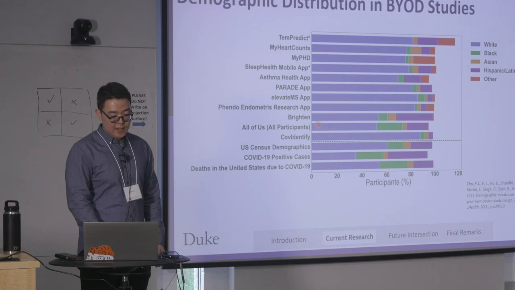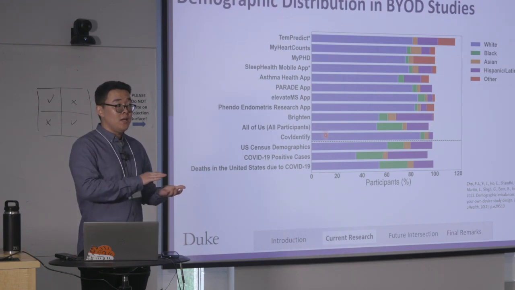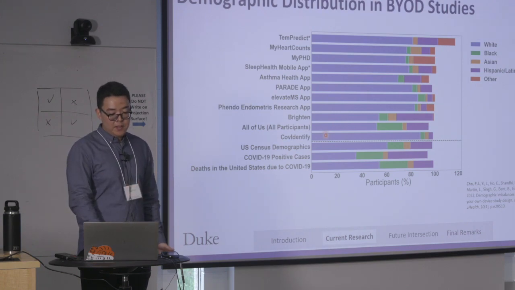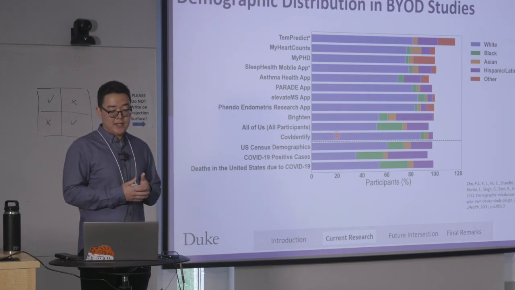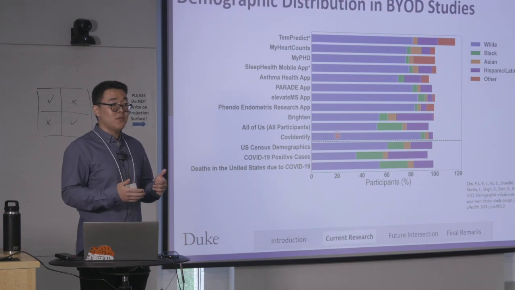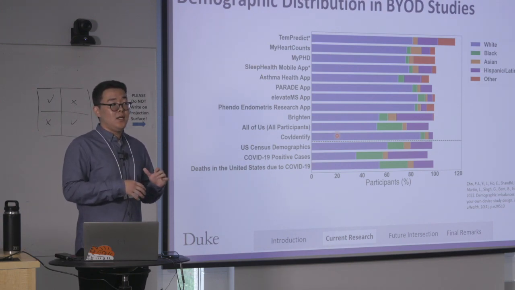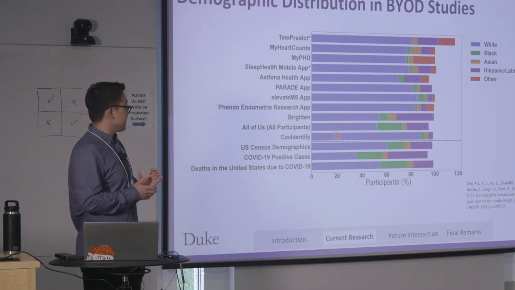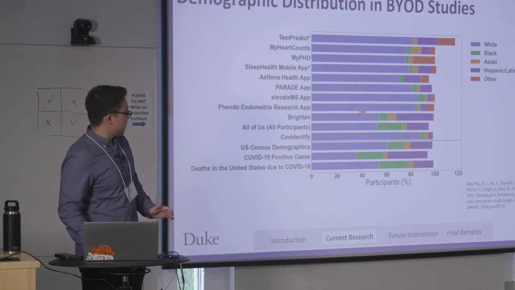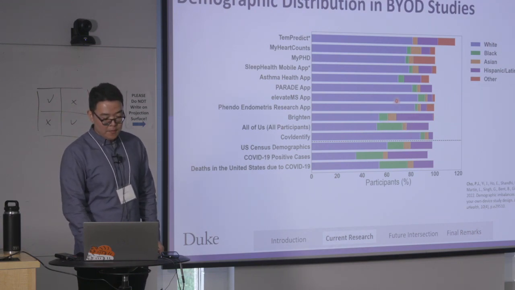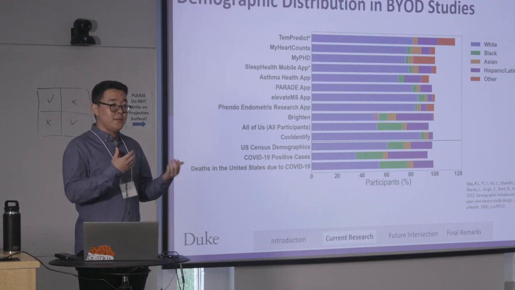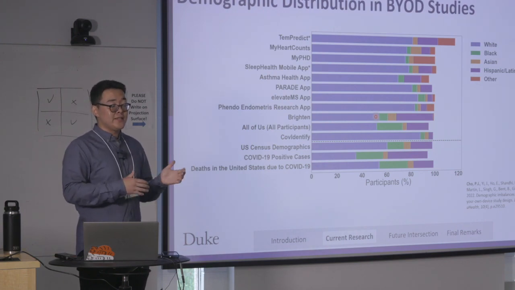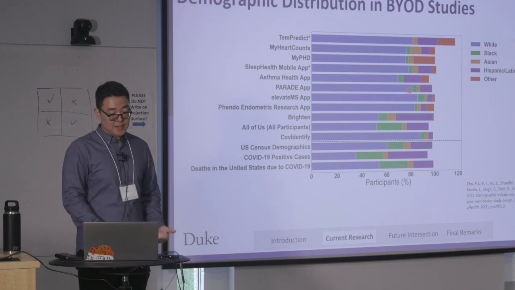One thing to note is that the NIH All of Us study, which has been going on for quite some time, has been doing well at recruiting participants from historically underrepresented groups. But in terms of the wearable device space for All of Us, that's not necessarily the case. I don't have the numbers here, but the values for the demographic distribution for the All of Us Fitbit data are closer to a lot of these BYOD studies.